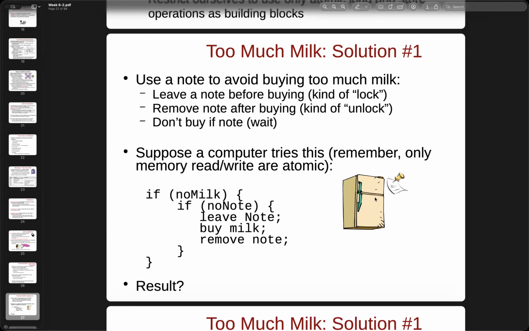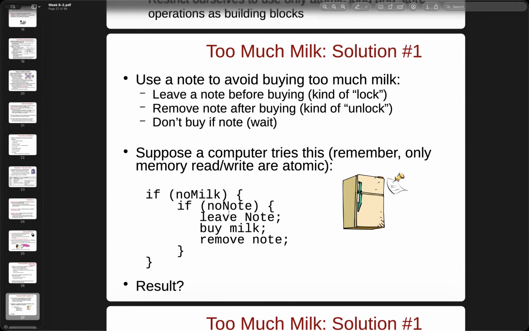If you see the note, then don't buy. So it's a waiting stage. Here's the idea, and later you will see more examples where the source code applies this idea. Suppose a computer translates this. The memory read is atomic. In the beginning, we check: is there no milk? Yes, true. Later, if you have some pseudocode, you can write it this way. So we check if there's no milk, and then we see, do we have a note?